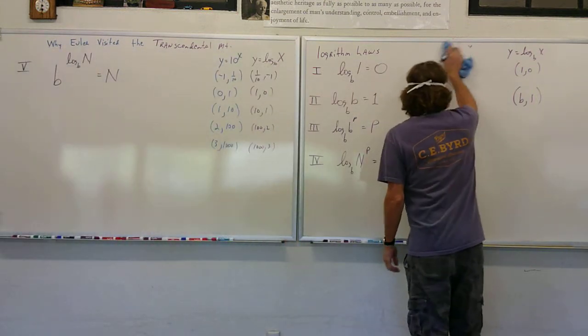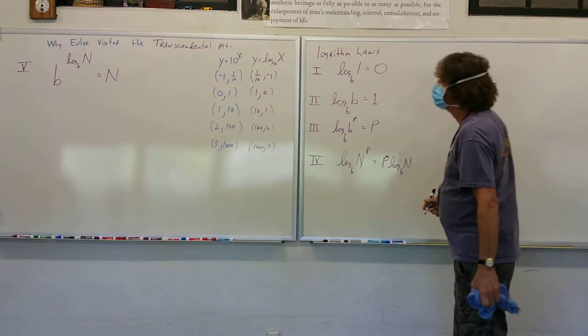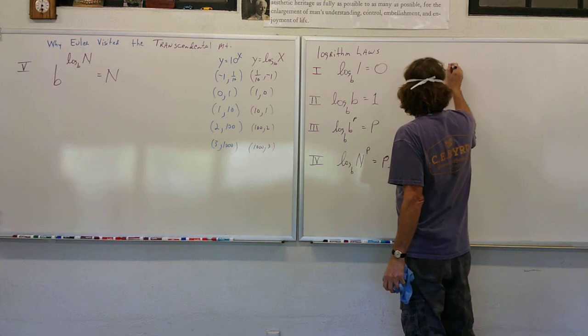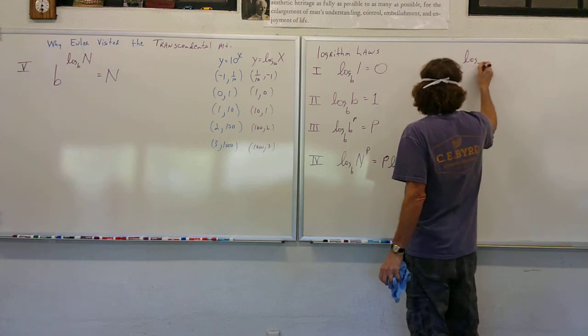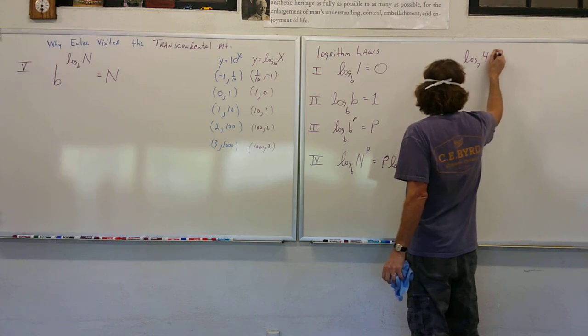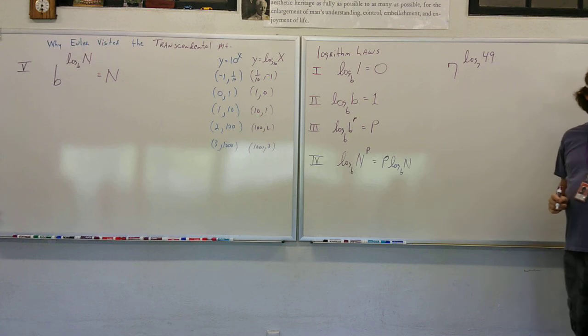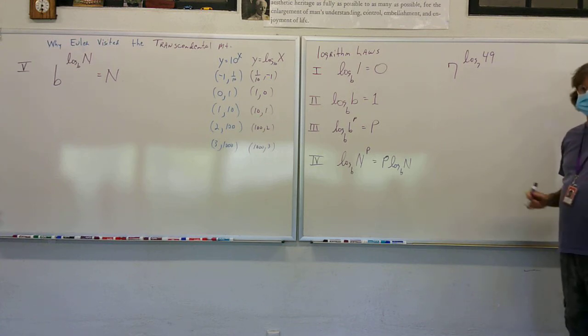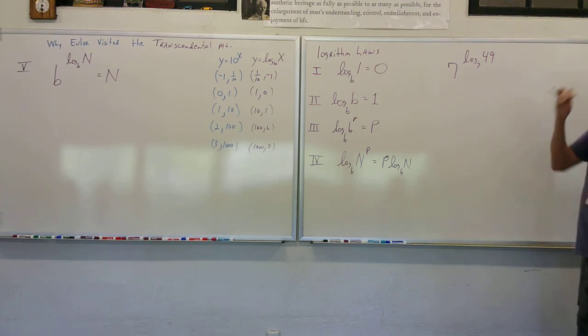All right? Go. I have 7 raised to the log base 7 of 49. That rule is telling me I should get 49 out when I'm done. Right? Everybody agree that rule is telling me I should get what? 49. Well, let me show you that it really works.